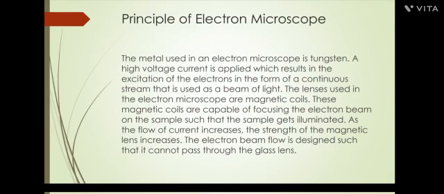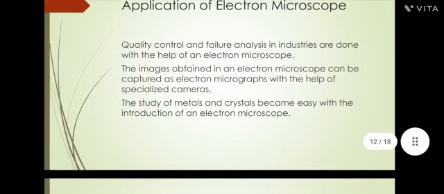gets illuminated. As the flow of current increases, the strength of the magnetic lens increases. The electron beam flow is designed such that it cannot pass through the glass lens.